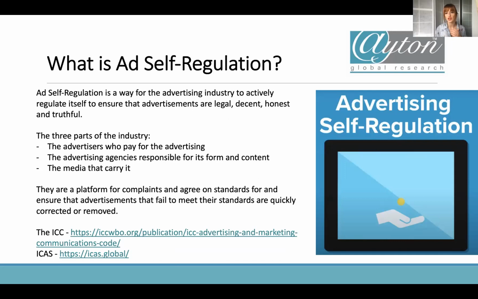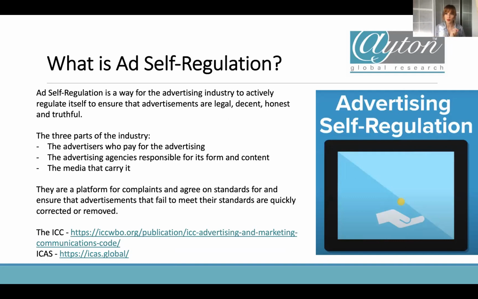So every product, no matter what category it is, whether it's makeup or skincare or a toy or a gambling site, it all comes under ad self-regulation. It doesn't matter what it is. It's something that's being sold to the public. So why is it self-regulation? It's because it's not necessarily someone coming around and checking every product you put on the market and saying, right, there's that claim.